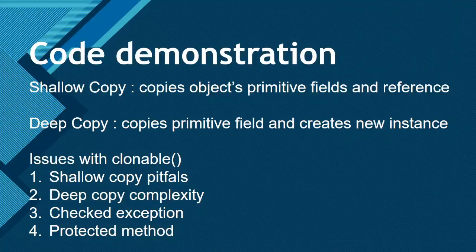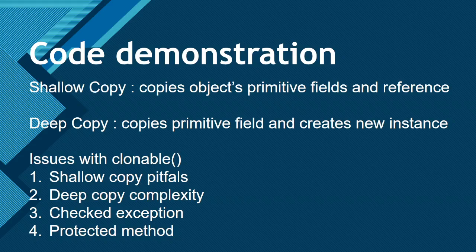There are also issues with the Cloneable interface, which we needed to create the shallow or deep copy. Let's see what those are. As we can see, shallow copies have some pitfalls as well, like the default implementation of clone in Object performs a shallow copy. This means only the primitive fields and object references are copied, not the actual objects they reference. This can lead to unintentional sharing of references and bugs if deep copying is intended.